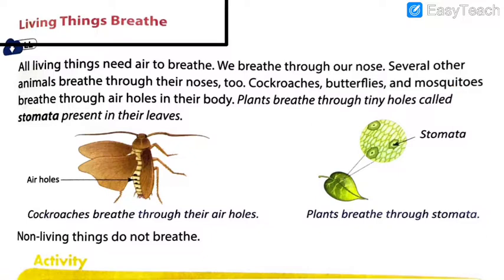For their survival, they also have to breathe like we human beings do, through the nose. But if there is no nose on the cockroach, butterfly or the mosquito's face, how do they breathe? Have you ever imagined? Yes, they breathe through the tiny air holes on their body. Now, they definitely don't have a nose, but they have holes, called air holes, on their body through which they breathe in.